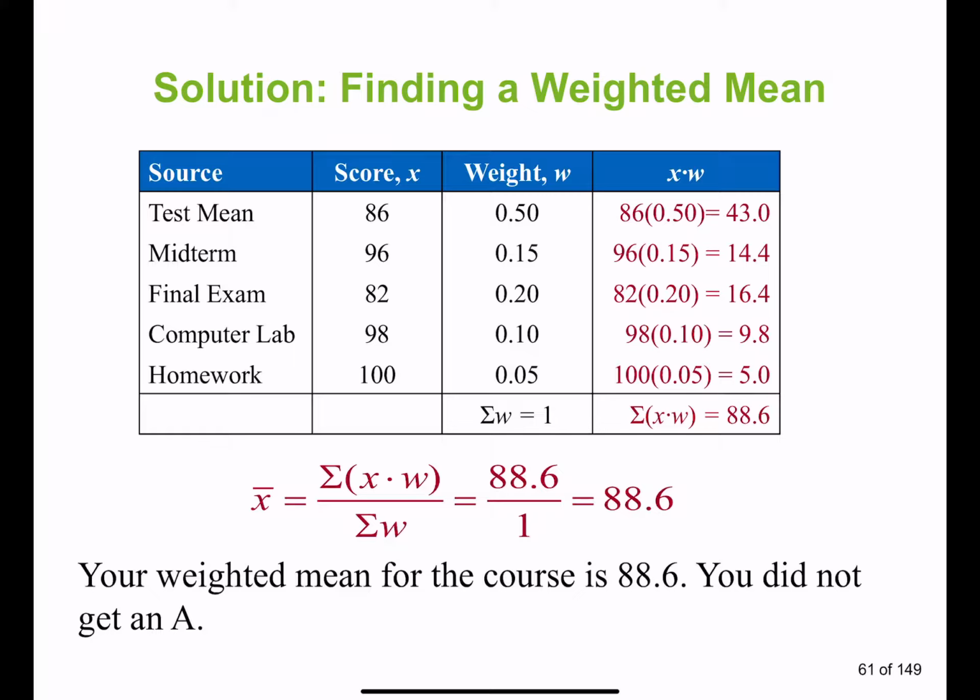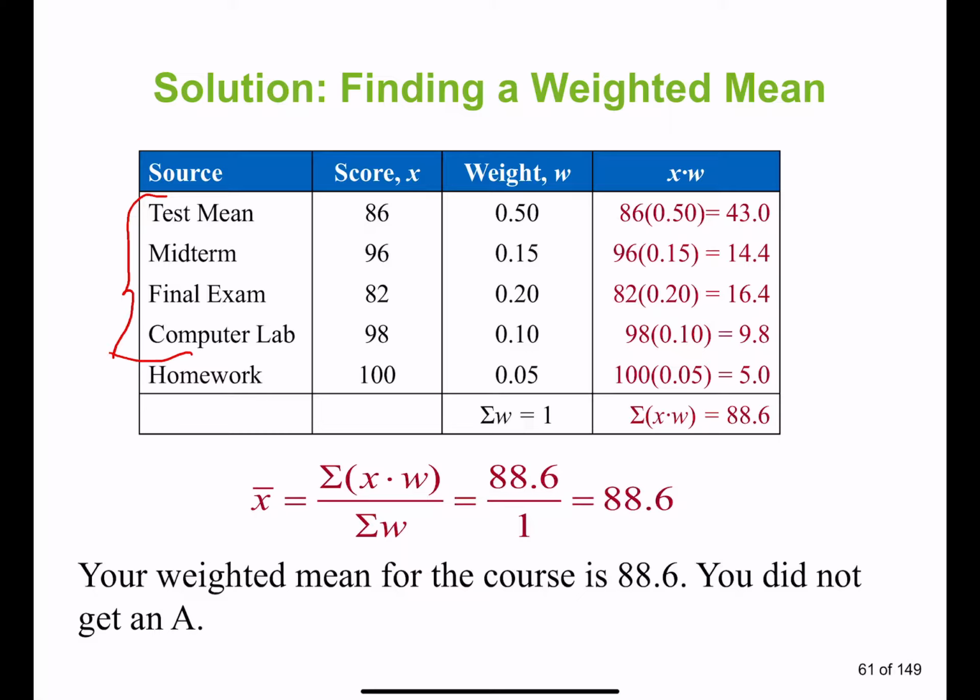Here is a question for you. What if I want to know how much my average will be if I take into consideration only the test mean, midterm, final exam, and computer lab, because I haven't done homework yet? Since homework is going to be 0.05, instead of dividing by 1, I'm going to divide differently. All right, let's see.